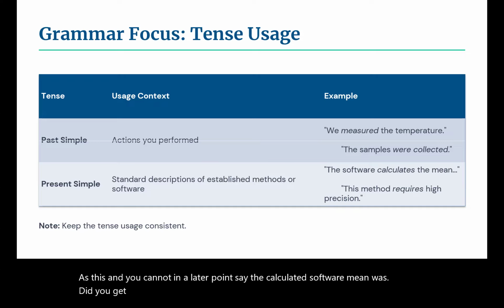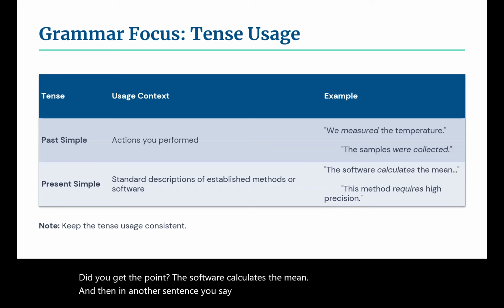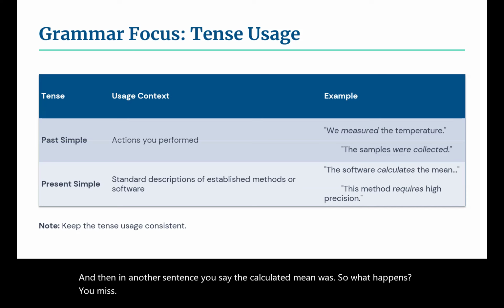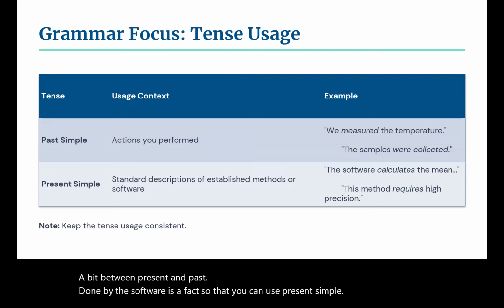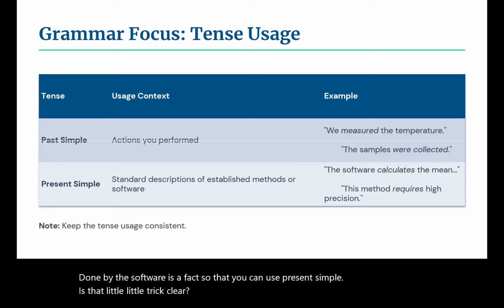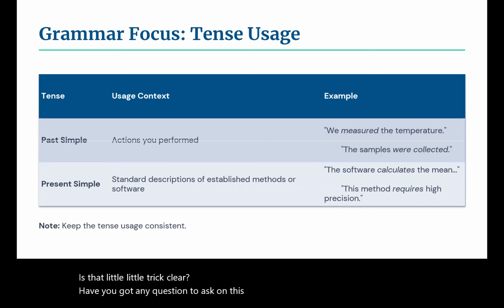The software calculates the mean, and then in another sentence you say the calculated mean was. So what happens? You mix up present and past. The calculation done by the software is a fact, so you can use present simple. Well, is that little trick clear? Or have you got any question to ask on this little tip of language engineering?